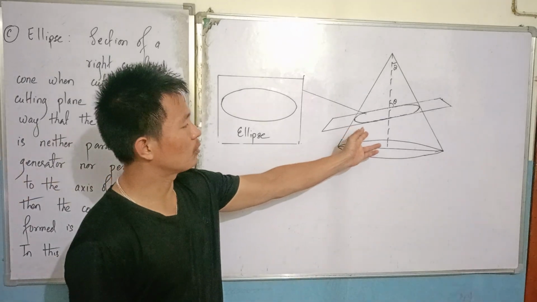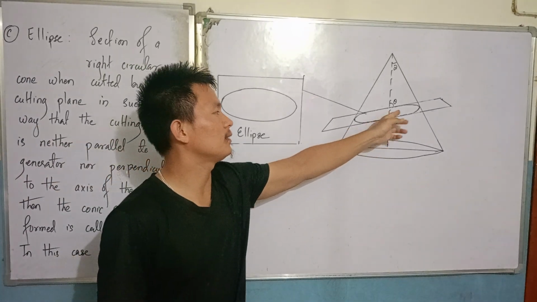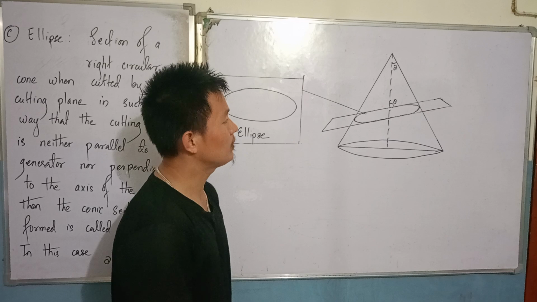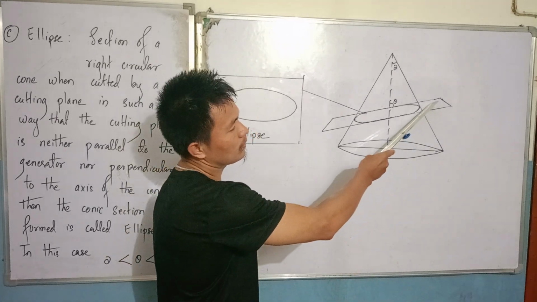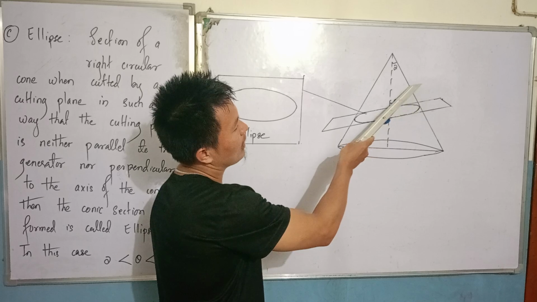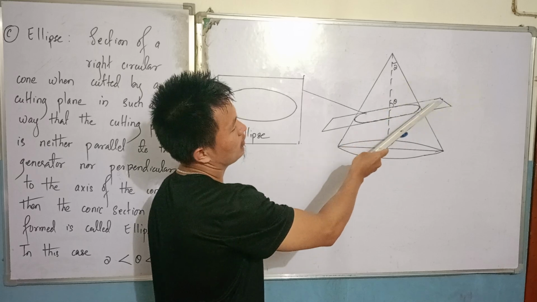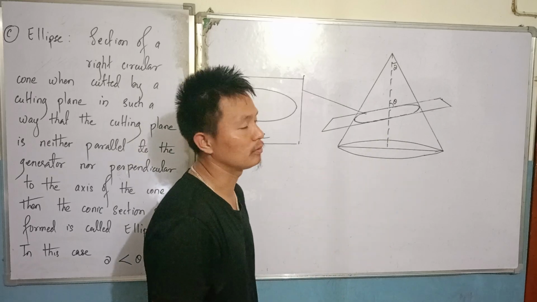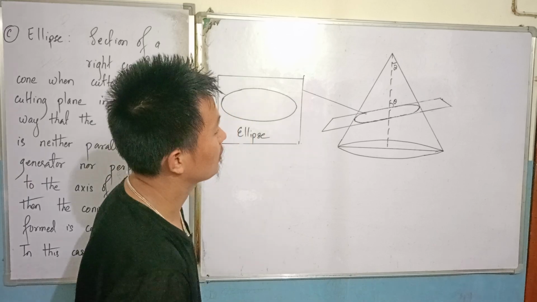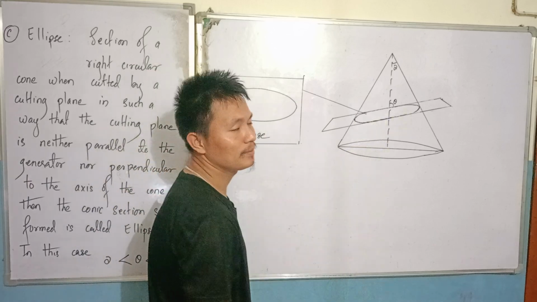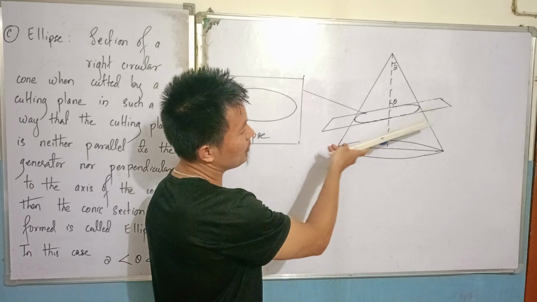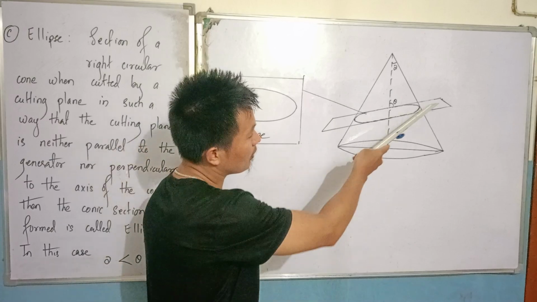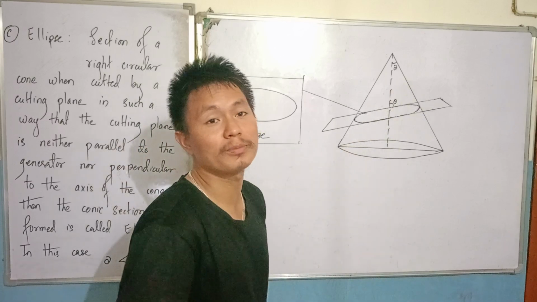you have seen this cone. Now this cone is cut by this cutting plane in such a way that this cutting plane is neither parallel to the generator, nor perpendicular to the axis of the cone. In such a case, an ellipse is formed. If this plane becomes perpendicular to the axis, then it will form a circle. If this cutting plane is parallel to the generator, it will form the parabola.